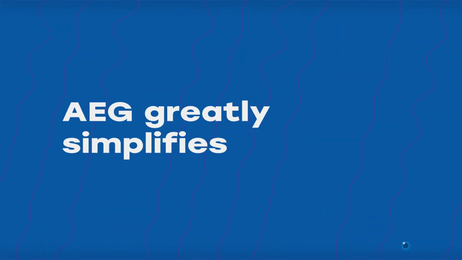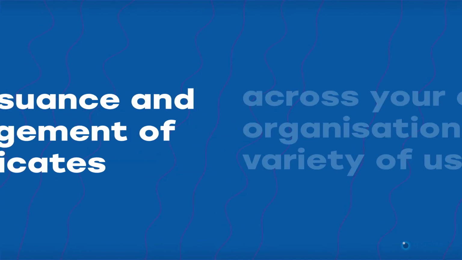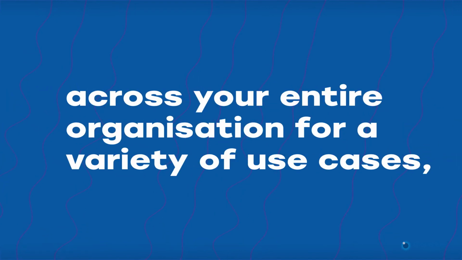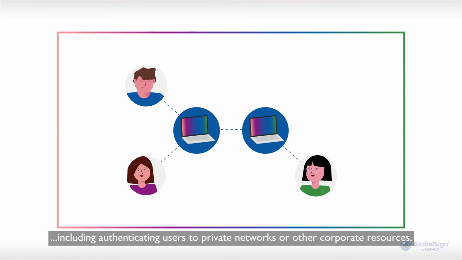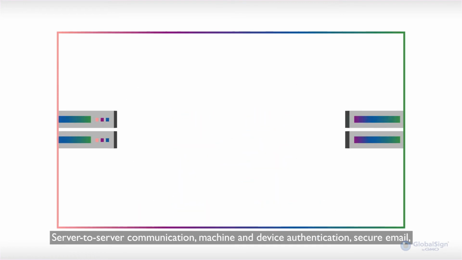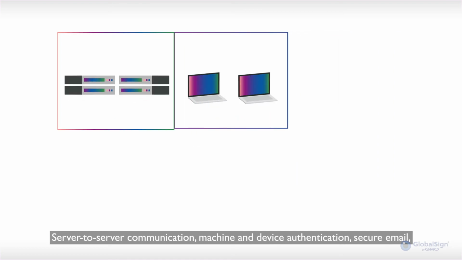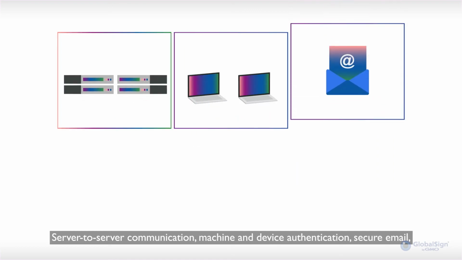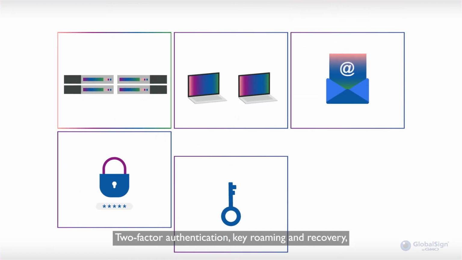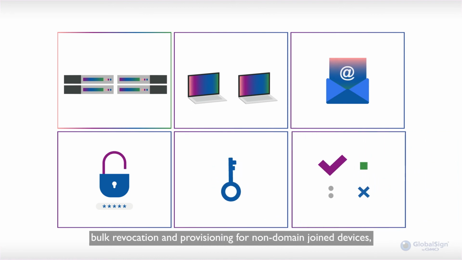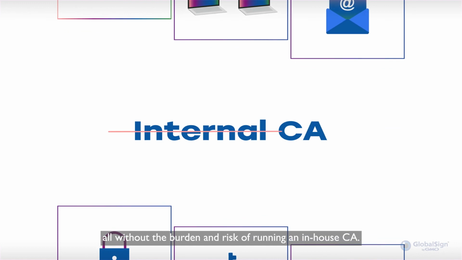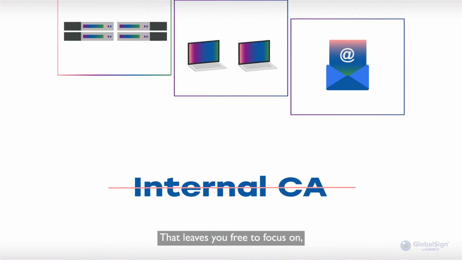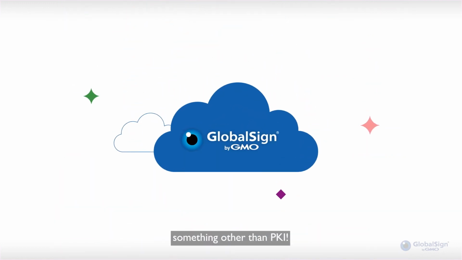AEG greatly simplifies the issuance and management of certificates across your entire organization for a variety of use cases, including authenticating users to private networks or other corporate resources, server-to-server communication, machine and device authentication, secure email, two-factor authentication, key roaming and recovery, bulk revocation and provisioning for non-domain joined devices, all without the burden and risk of running an in-house CA. That leaves you free to focus on something other than PKI.